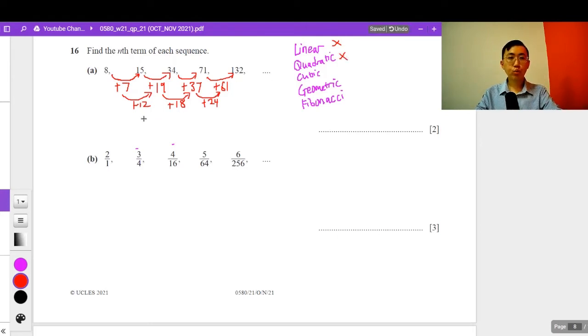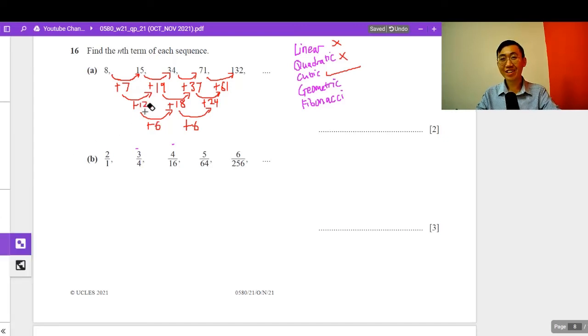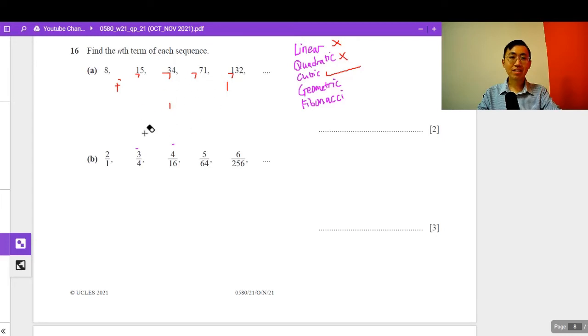12 to 18, that will be plus 6. Wow, 18 to 24, that will be plus 6. Saw that? So the increment is now consistent. Here is plus 6, here is plus 6. And therefore, this sequence is a cubic sequence, alright? So imagine I was using a pencil to do this. Now you have to erase, okay? I'm just showing it for YouTube teaching purposes. So this one you already found out is a cubic sequence.